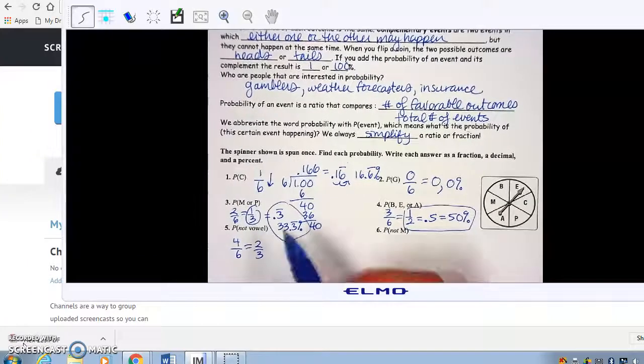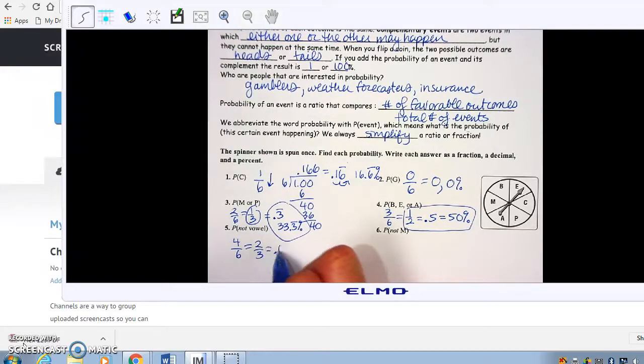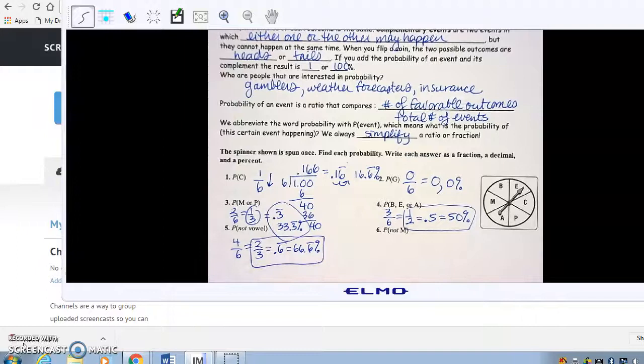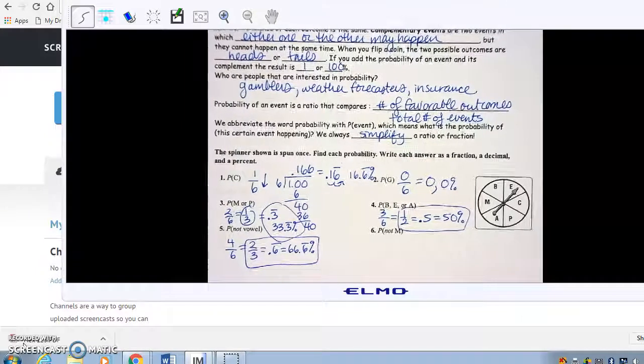As a reminder, take a look at our answer for number 3. If 1/3 is 0.3 repeating, and 2/3 is double that, then this should be 0.6 repeating. 66.6 repeating percent. Again, you could always divide and you should get the same results.